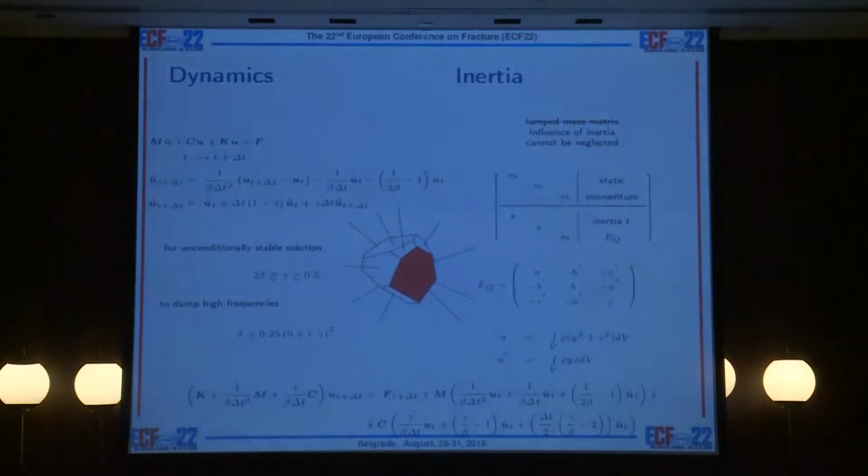Every particle has 3 translational and 3 rotational degrees of freedom. So it contributes to the global mass matrix by a 6 times 6 matrix that consists of masses, inertia tensor, and then there is a part that I call static momentum. Why is it there? It's simply because the center of the Voronoi cell does not necessarily need to be the center of gravity of the polyhedron.